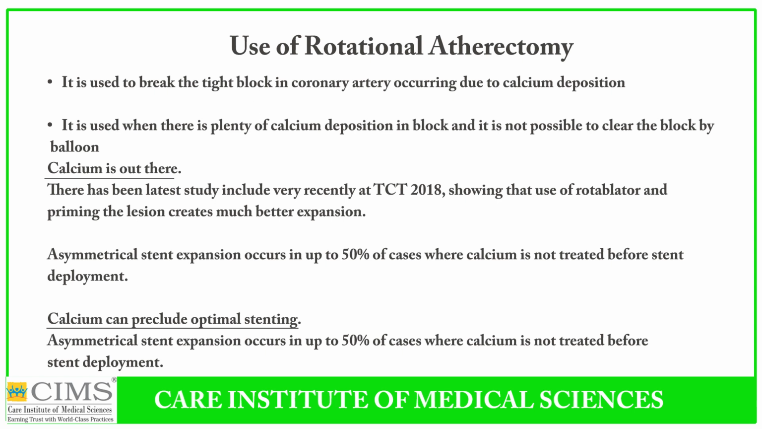Rotational atherectomy or rotablator, or now easily available orbital atherectomy, is used to break the tight block in coronary artery due to calcium deposition, where there is significant calcium. Recent studies at TCT 2018 show that use of rotablator in preparing this lesion creates much better artery opening and expansion. Many times asymmetrical stent expansion occurs where calcium is not properly treated. Calcium can preclude optimal stenting.